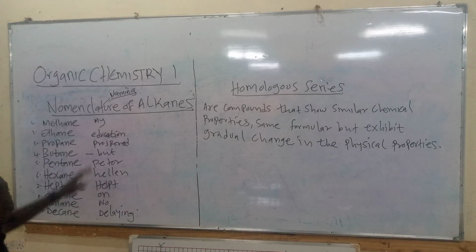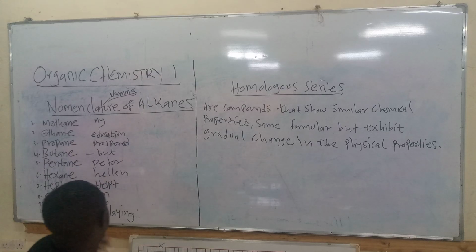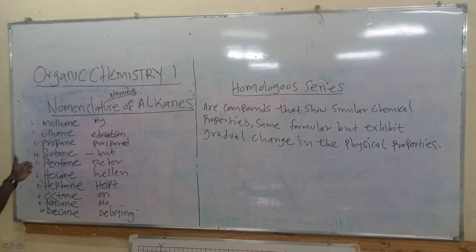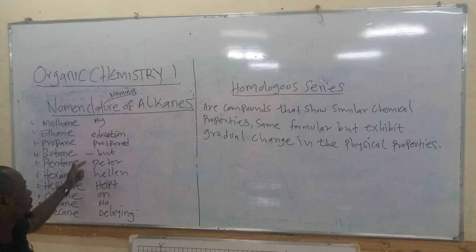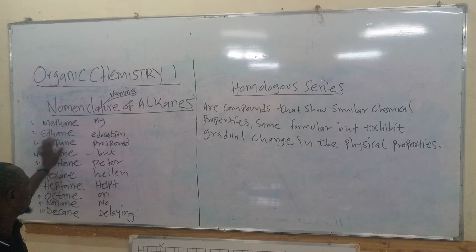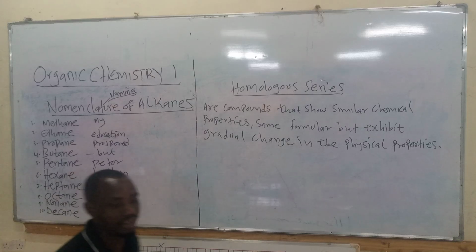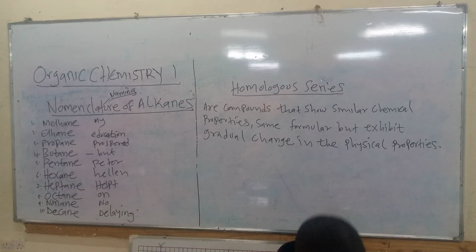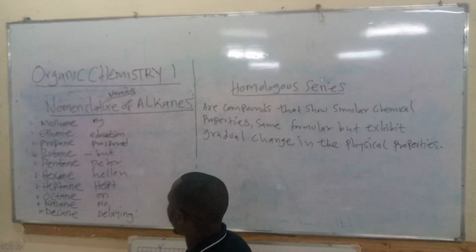So, not delaying, this is the main formula that you can use to master the first 10 elements of hydrocarbons. The first element is methane, ethane, propane, butane, pentane, hexane, heptane, octane, nonane, and finally decane. So my stands for methane, education for ethane, prospered for propane, but for butane, Peter for pentane, Helen for hexane, and so on up to decane. That's how we should master the first 10 elements before we go on to alkanes nomenclature.